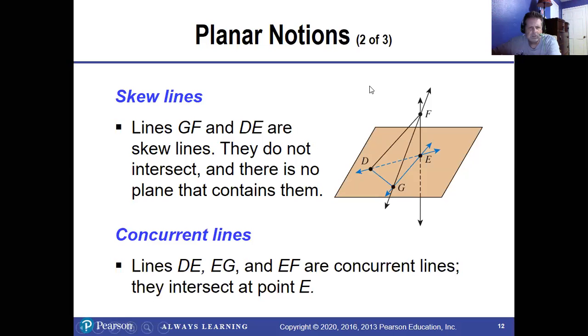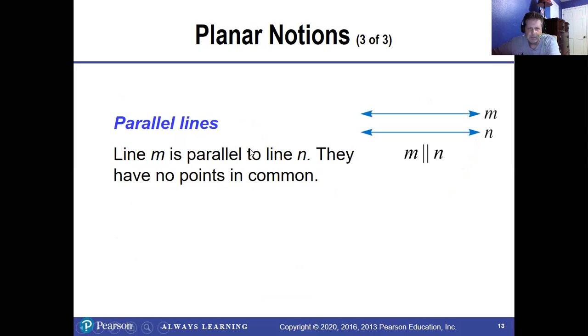Okay? Concurrent lines. Lines DE, EG, and EF are concurrent lines. They intersect at one point E. So if you have lines that all intersect in the same spot, they're known as concurrent.